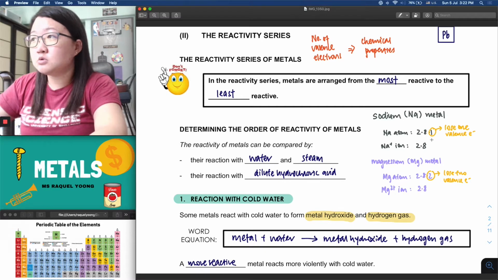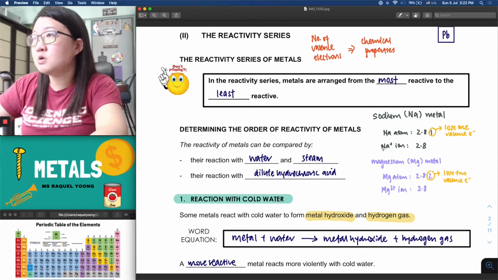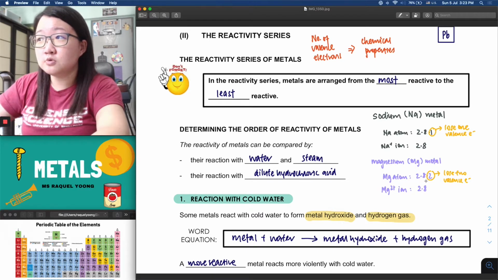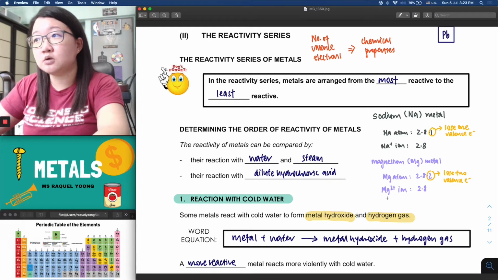So what does sodium do? It will then lose this valence electron in order to form the sodium cation Na+, so that it is 2.8. Then for magnesium metal, which is Mg, it has electronic configuration of 2.8.2. So in this case, magnesium will want to lose 2 valence electrons in order to form Mg2+ ion.